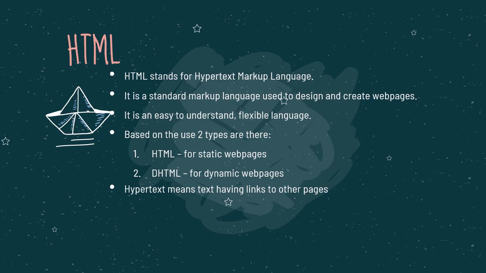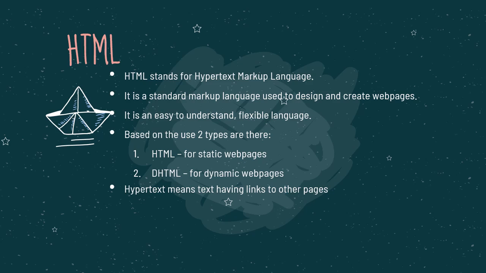Based on the type of web pages created, there are two types of HTML design. HTML for static web pages. Static web pages mean there is no interaction between the client and that particular page. We can just view the page, read the information, and close it. Then DHTML for dynamic web pages. Dynamic web pages interact with the user using forms and such elements for interaction.